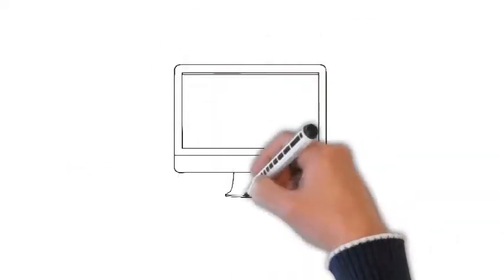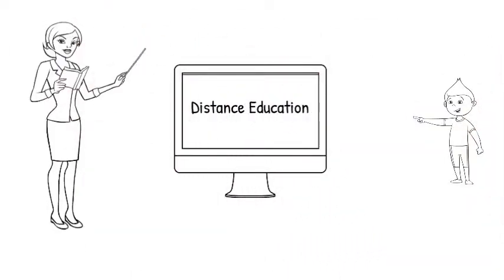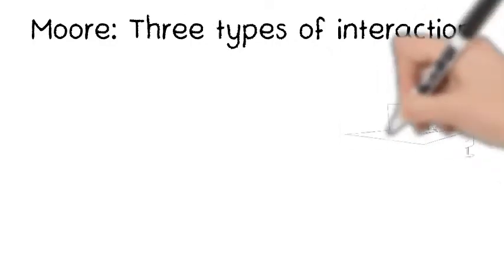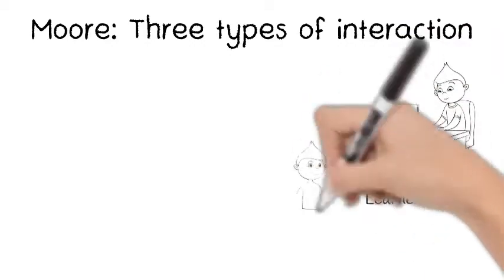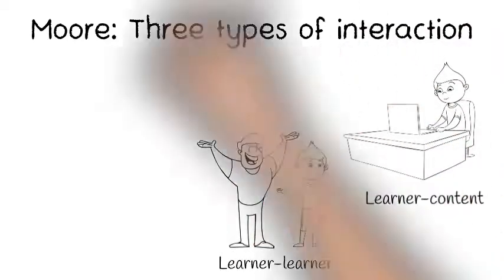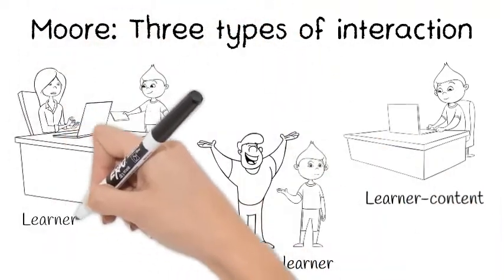Is distance education all about technology and separation of learners from the instructor? If that will be the case, how does the student learn? Moore, in his three types of interaction, presented that a learner can either learn from content, or learner-content interaction, another learner, or learner-learner interaction, or from the teacher, learner-teacher interaction.